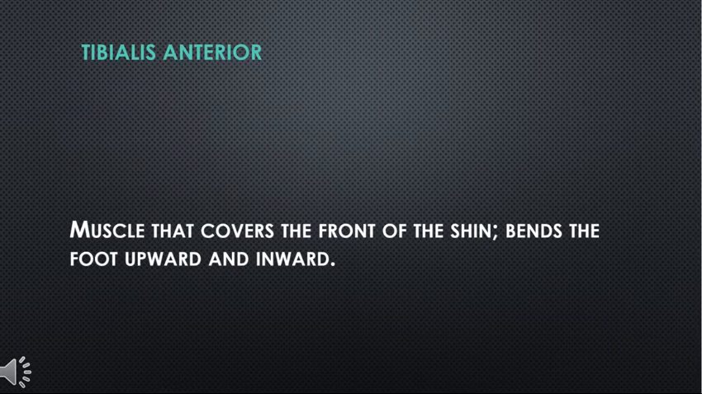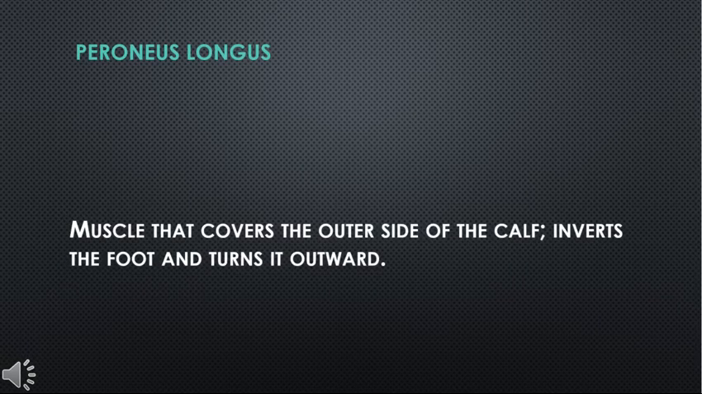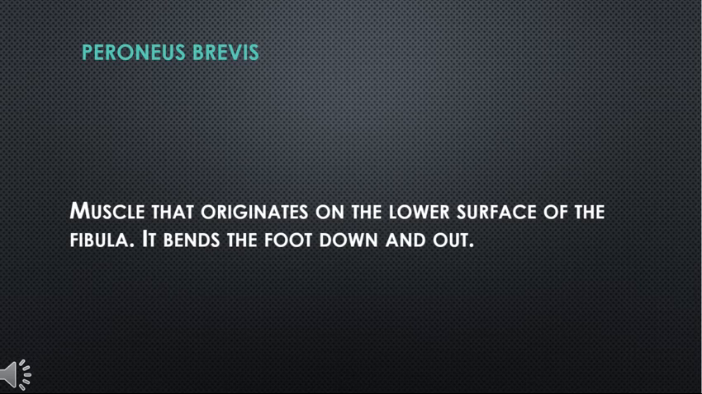Tibialis anterior. Muscle that covers the front of the shin, bends the foot upward and inward. Peroneus longus. Muscle that covers the outer side of the calf, inverts the foot and turns it outward. Peroneus brevis. Muscle that originates on the lower surface of the fibula. It bends the foot down and out.